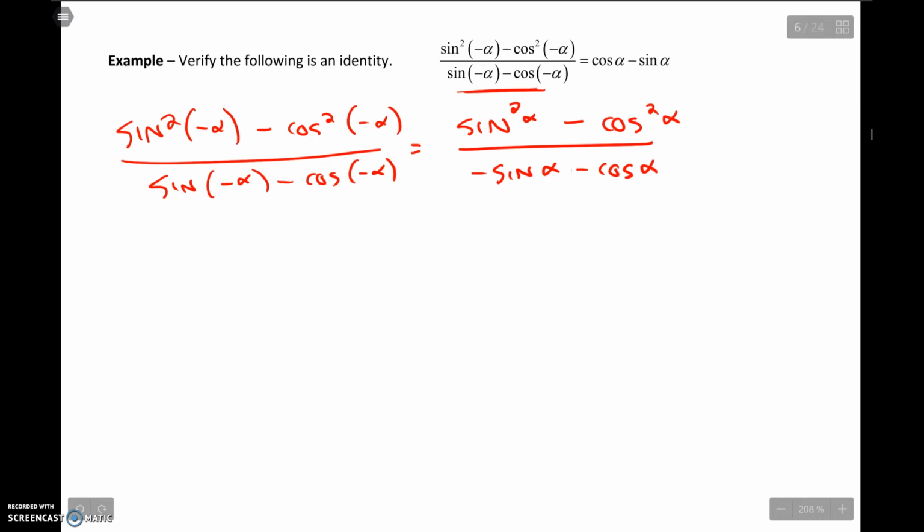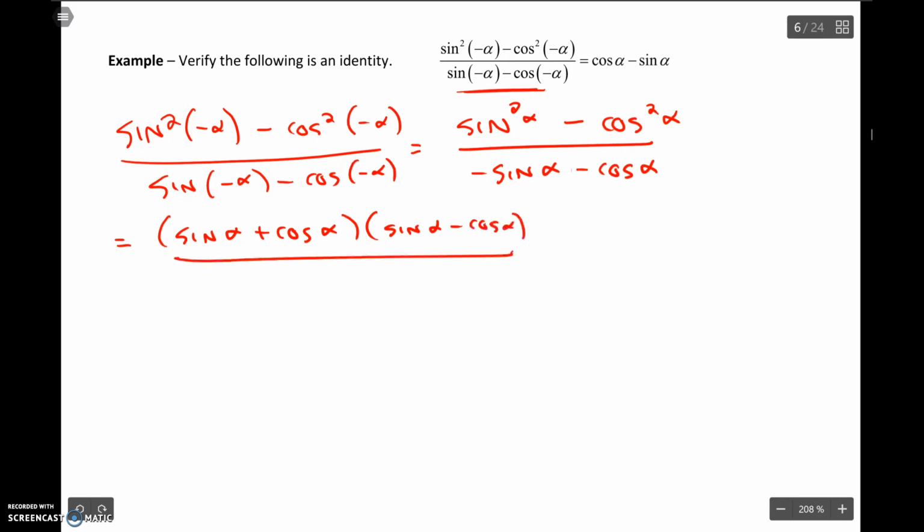All right. So I could factor the top. It's a difference of squares, so that's going to be the sine of alpha plus the cosine of alpha, times the sine of alpha minus the cosine of alpha. And on the bottom, I'm going to factor out a negative. It's going to give me sine of alpha plus cosine of alpha.